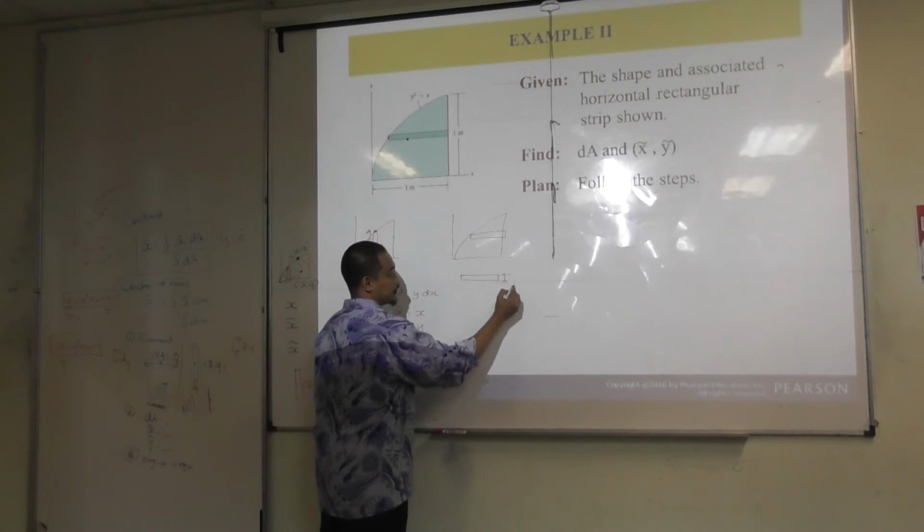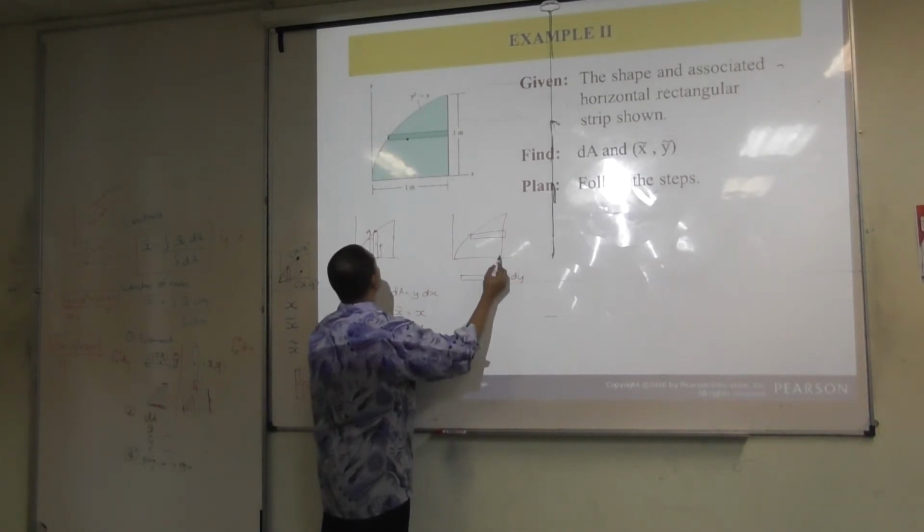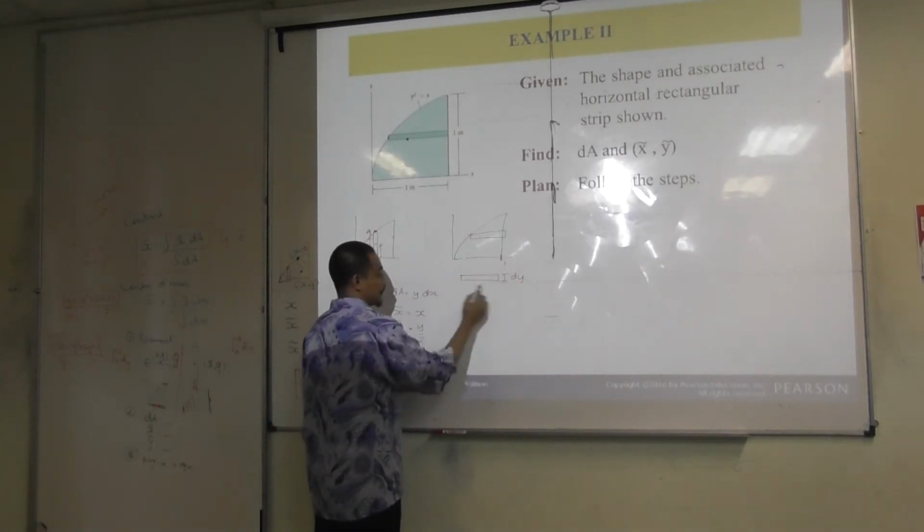What if I choose this one? So this will be d1 dy. Okay, in this case this is 1 meter. Right? What will be this length?